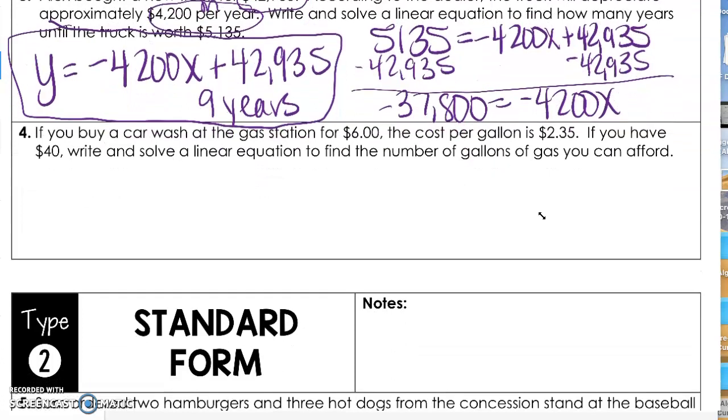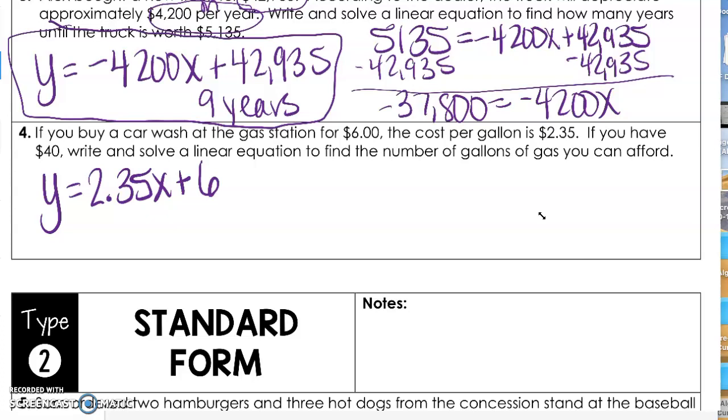All right. Number 4, you're going to buy a car wash for $6, and then gas is $2.35 per gallon. So $6 no matter what, $2.35 is what changes, the per. So your equation would be y equals 2.35x plus 6. Again, you need to realize your x is representing how many gallons and your y is representing your total cost.